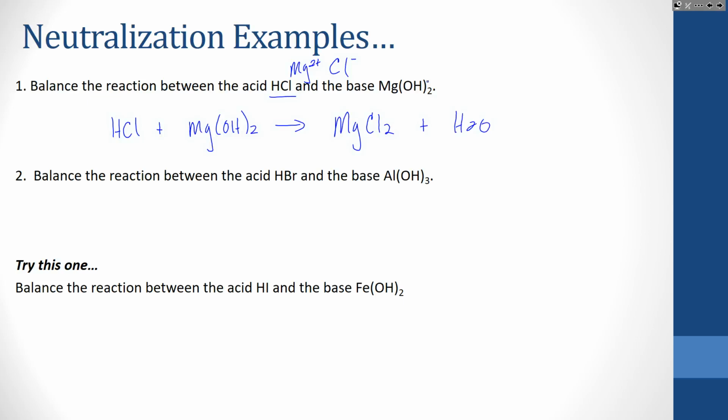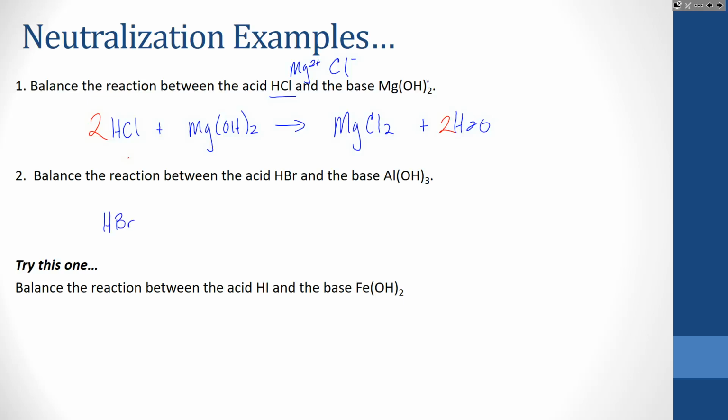So now all we have to do is go back and balance the rest of our reaction. I need 2 chlorines here. Now that means that I have 1 magnesium, 2 chlorines. Now on this side I have hydrogens. I have 4 hydrogens on the reactant side, so I need to put a 2 here to balance my hydrogens, which also balances my oxygens. So we are good. Next one, between HBr and Al(OH)3.